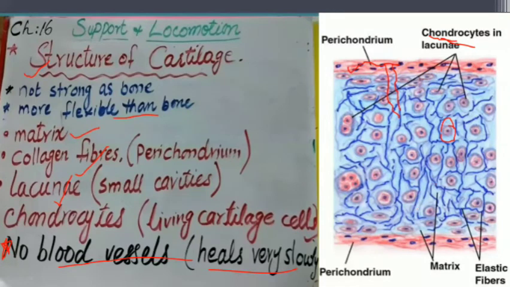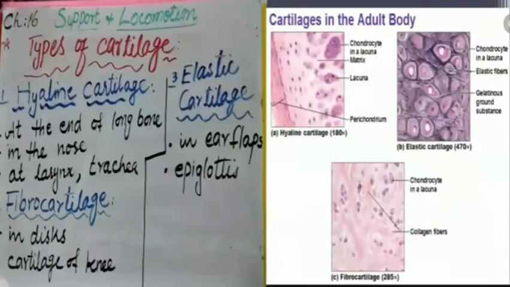A few cartilages remain in adults, just in the adult stage, and they are of three types. Now we are going to see the types of cartilage according to its structure. So we see that the first one is hyaline cartilage.